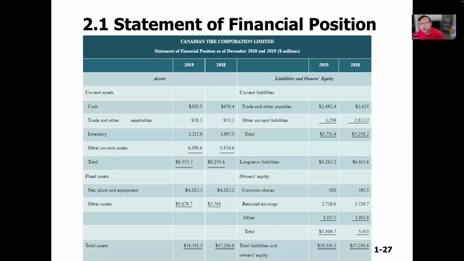So this is one example of the statement of financial position. The format would be in the middle, on the very top, you specify the name of the corporation. In this case, it is the Canadian Tire Corporation Limited. And then the next line, you describe the title of the statement. So that's a statement of financial position, as of December 2018 and 2019, and the numbers are in millions.